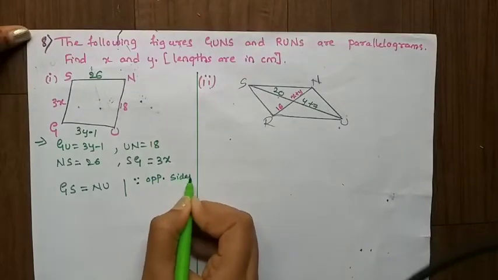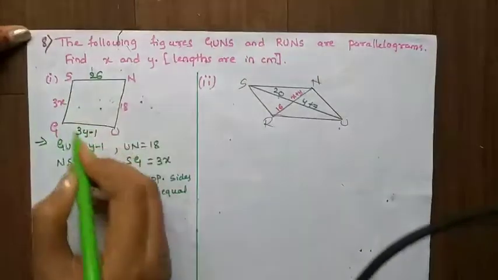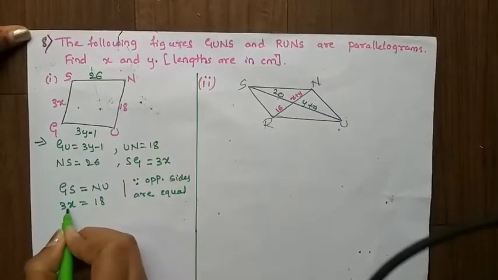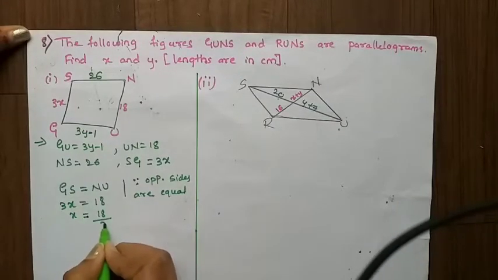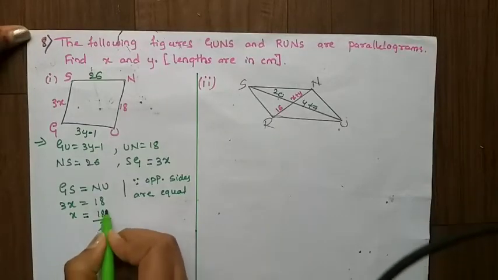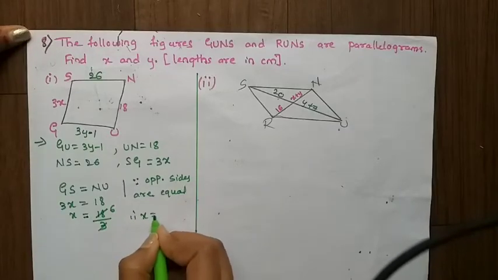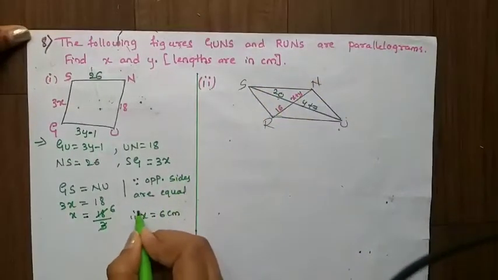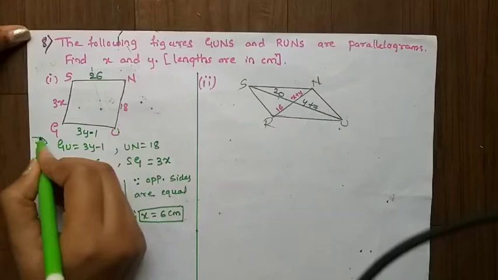Opposite sides are equal. Here GS is 3x and NU is 18. So 3 into x is 18. When 3 goes to the right hand side, it becomes a denominator: 18 divided by 3. 3 sixes are 18. Therefore x is 6 centimeter. The length value is in centimeters. So x is equal to 6 centimeter.